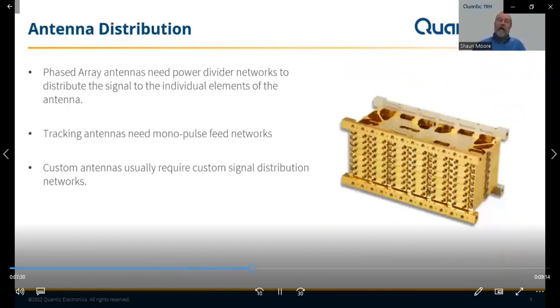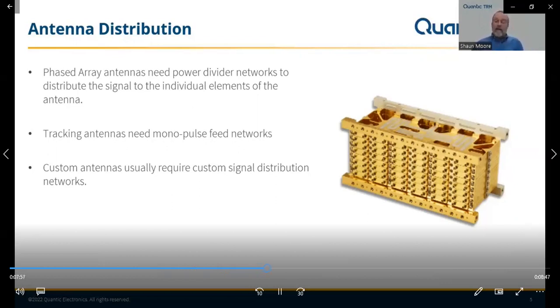So we have to route the signal between the aperture itself and the transmitter or back to the receiver, depending on whether it's an uplink or a downlink. So things like phased arrays require very large signal distribution networks so that we can have the proper excitation of the phased array.